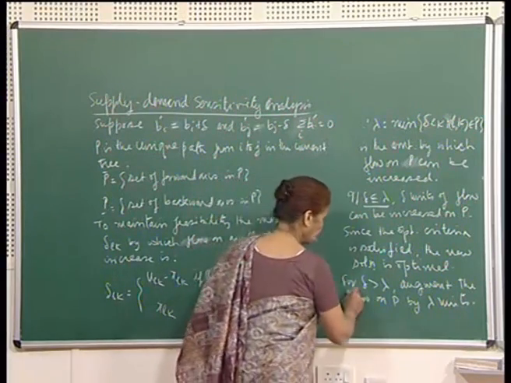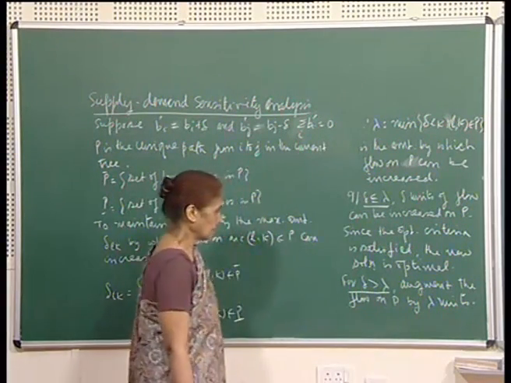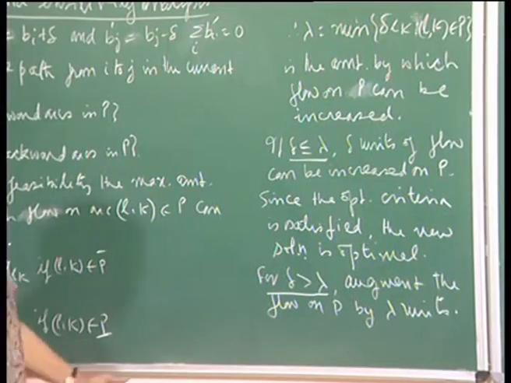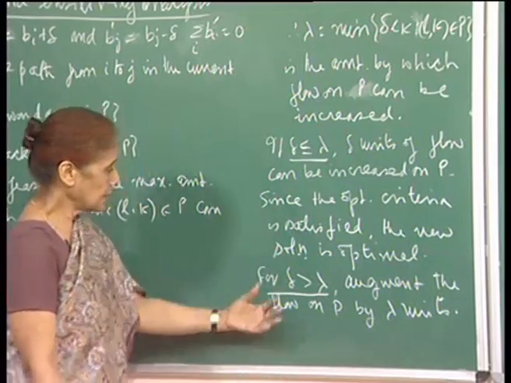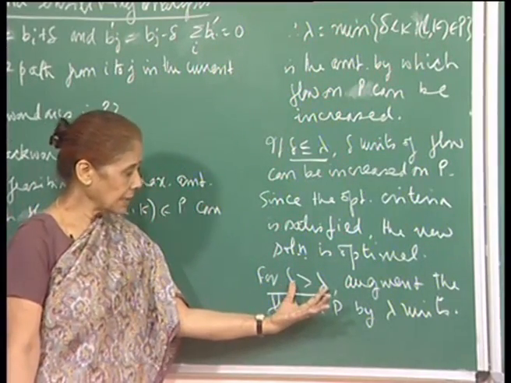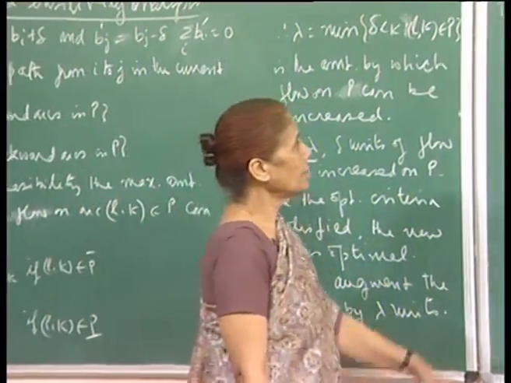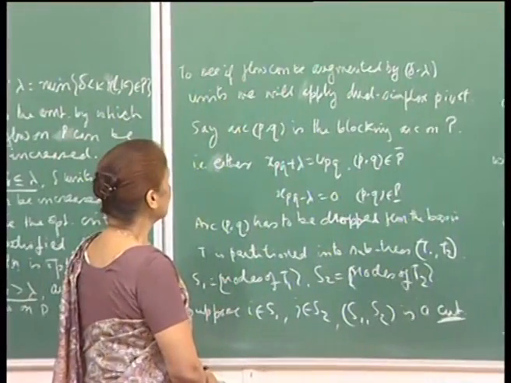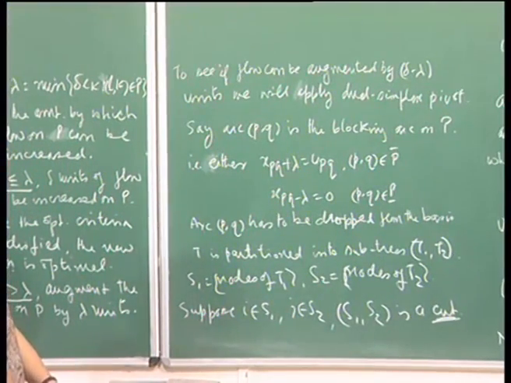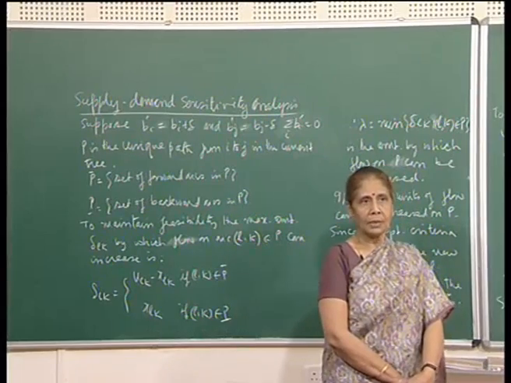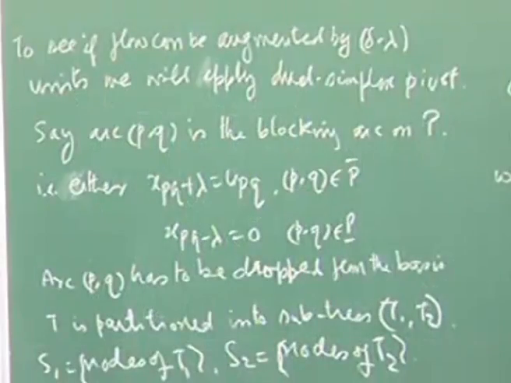Of course, the cost will go up, because you have increased flow on the network. Now the problem comes when delta is greater than lambda. Then you will just augment the flow on p by lambda, and now you have to worry about the remaining flow, delta minus lambda. The question is to see if flow can be augmented by delta minus lambda units. Here the current solution is not feasible, so you have a situation for a dual simplex pivot, because your optimality criteria is currently satisfied, the basis satisfies it, but the basis is not a feasible solution.